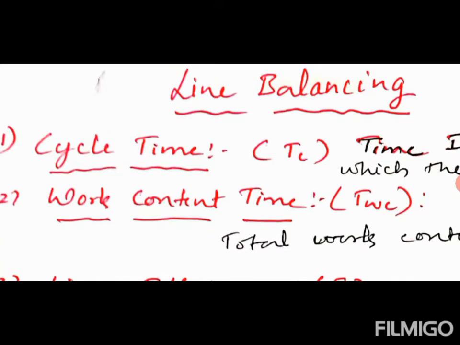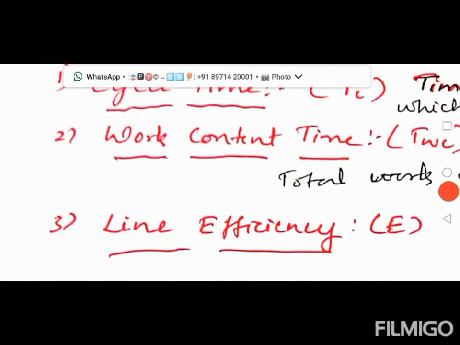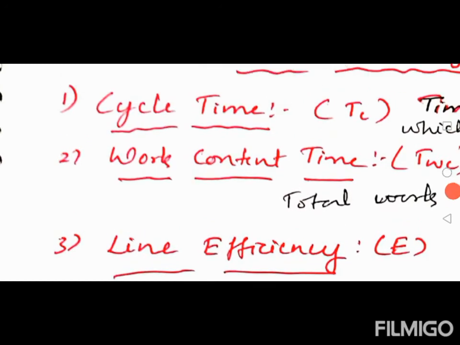So like this, different cycle times will be there for different machines, or it may be the same for every machine. For one workstation, how much time interval the work part will be stopping, that is what we call TC.